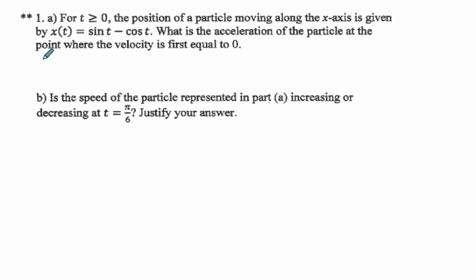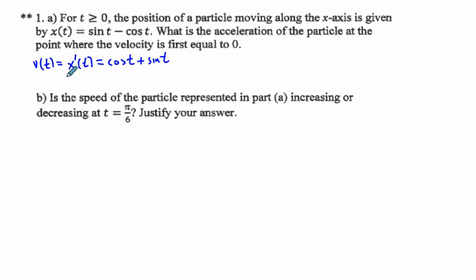Well, the first thing we're going to do is take v of t equal to x prime of t. So we take the first derivative of this function. What is the derivative of sine? Well, it's cosine. What is the first derivative of cosine t? Well, it's going to be negative sine. So this negative cosine is going to become positive sine t.